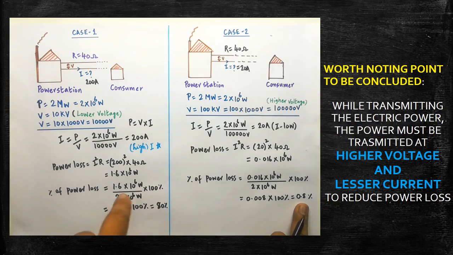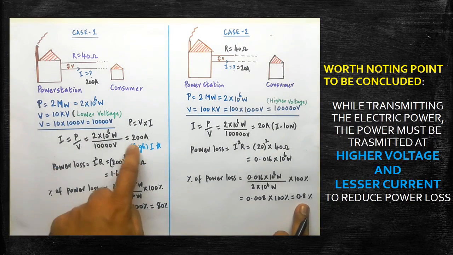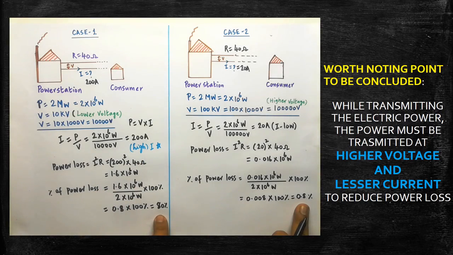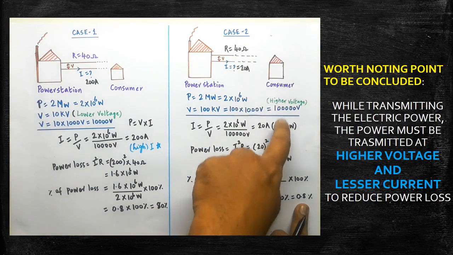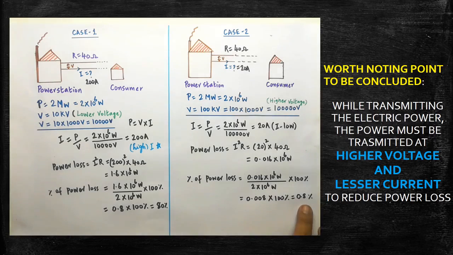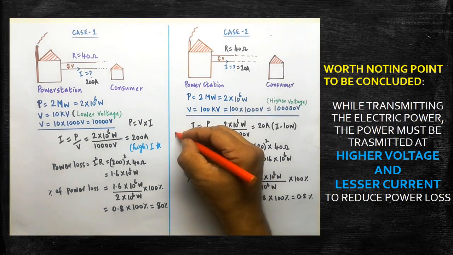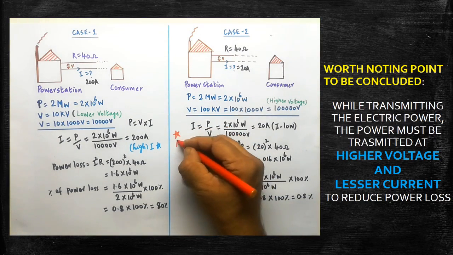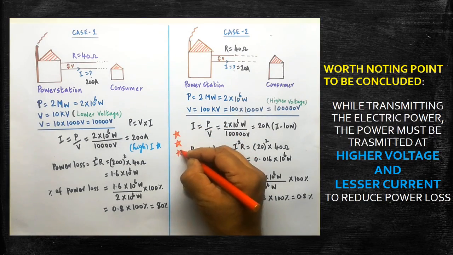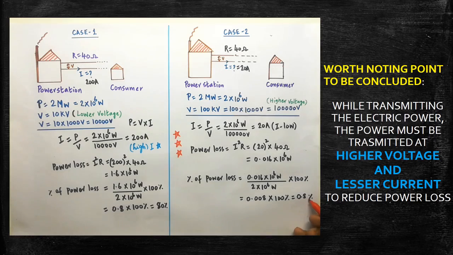Are you clear? Just compare this value and this value. When voltage is less and current is more, the power loss is more. When the voltage is high and current is less, the power loss is less. So now you tell me which method is the best method. Among the two, this method is the best method. Why is this method the best? Why do we have to adopt it? Because power loss is less.